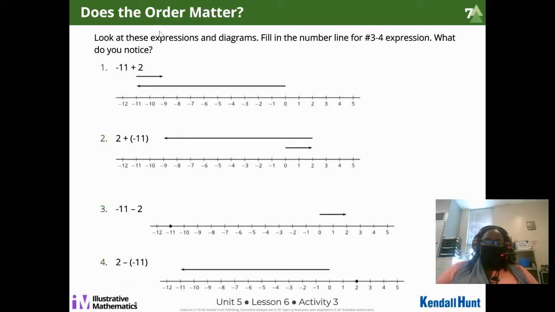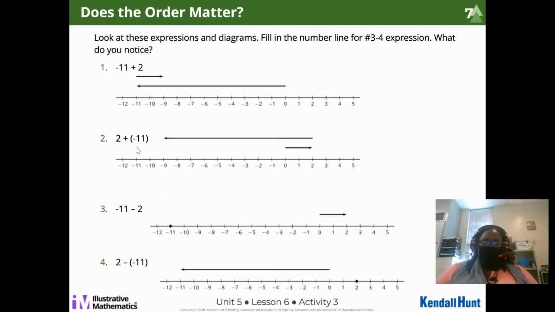Now these right here, it says look at each of these expressions and diagrams and fill in the number lines for number three and 4. What do you notice? So I will first simplify these answers. So we have negative 11 plus 2, simplify. If you see it, if we started at 0, we went all the way down to negative 11. And from negative 11, which is the second line, we went down 2. Okay, so my final answer is negative 9.